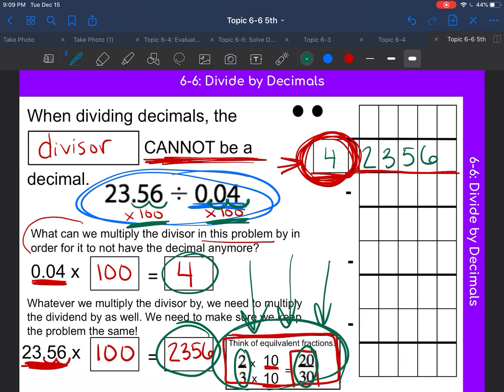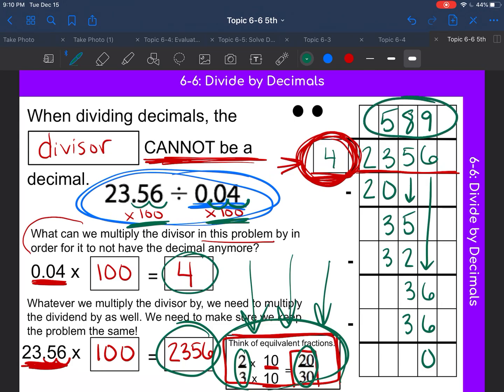4 goes into 23 5 times, you get 20. Subtract, you get 3. Bring down the 5, you get 35. 4 goes into 35 8 times to get 32. Subtract, we get 3. Bring down the 6. 4 goes into 36 9 times to get 0. So our final answer is 589.